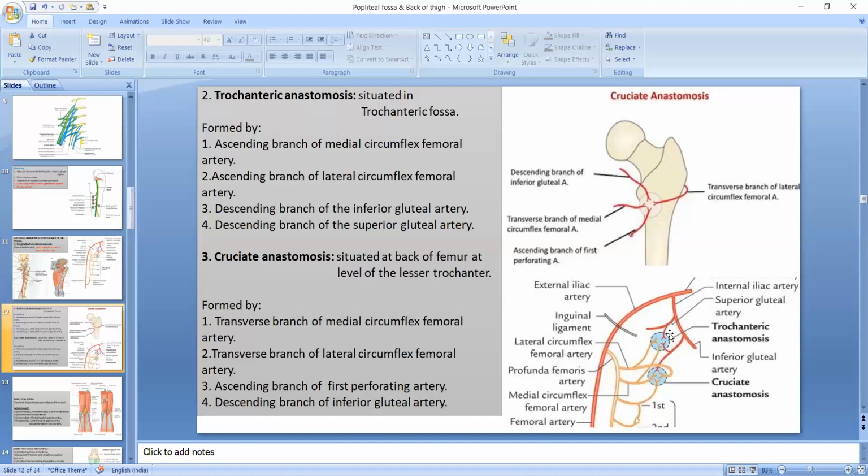So this is all about the back of the thigh. In the next video we will discuss the popliteal fossa. Thank you.